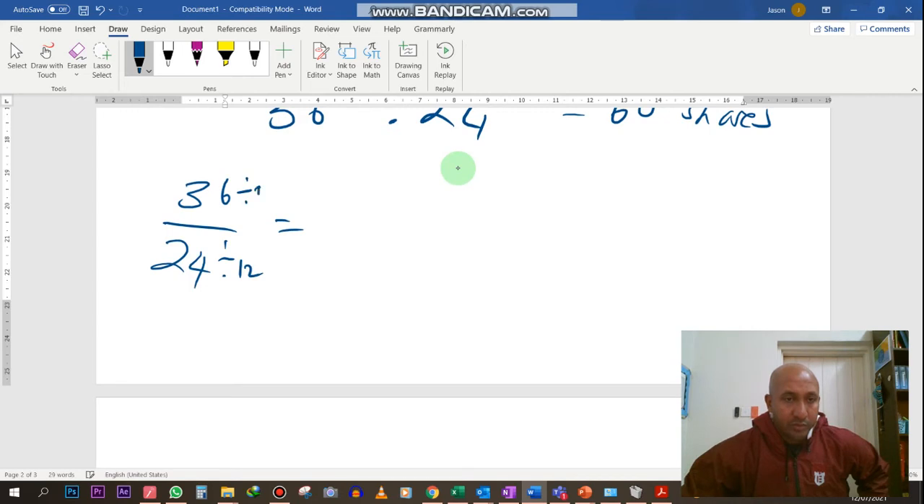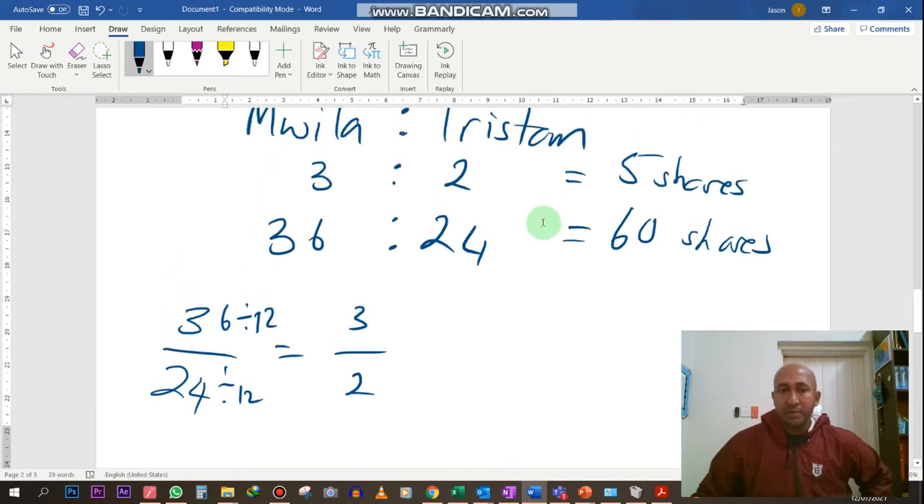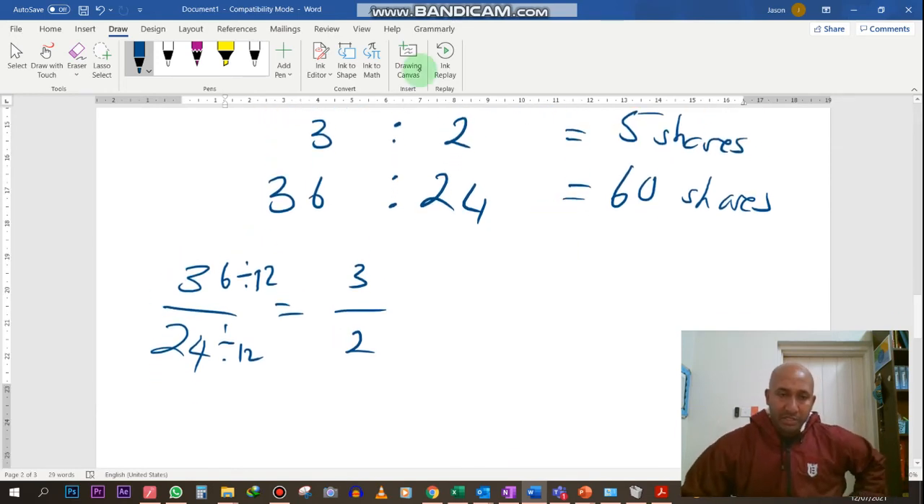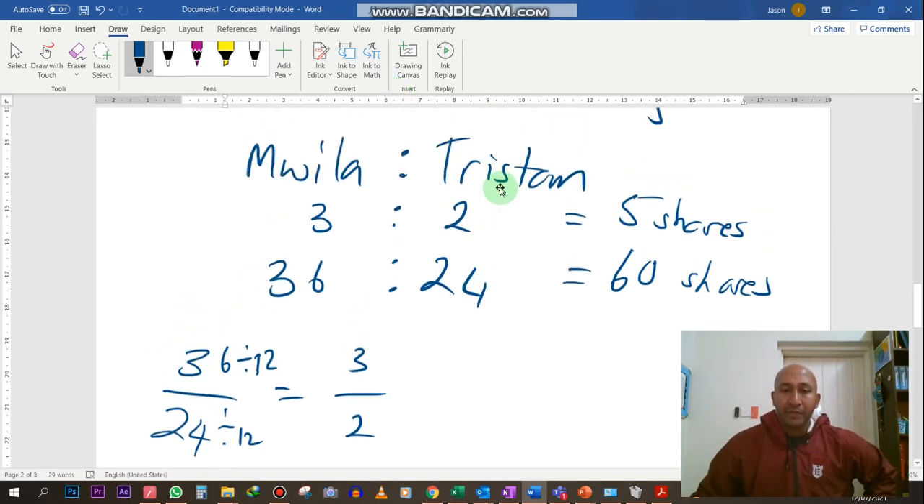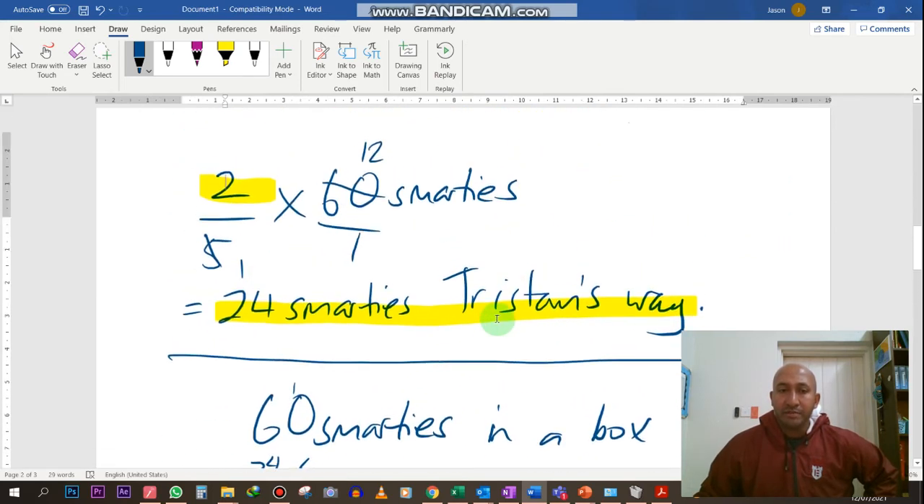What you do to the bottom, you do to the top. You're going to end up with 3 over 2. Now remember, we're not working in fractions as such, so we're not going to make this into a mixed number in its lowest terms. But just to show that once we've actually shared out the Smarties, we come back down to our base ratio. Nothing has changed. This shows how proportion has remained the same.